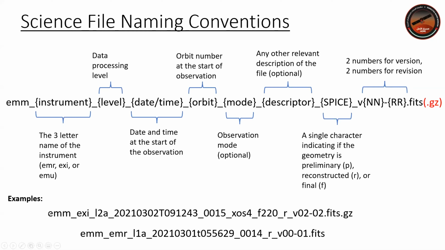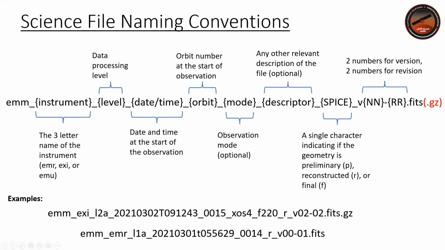And then I just have examples of the different file names that you could see on the Science Data Center down here. So let's take a look at the first one. The first one, EMM, is from the instrument EXI. It's a level 2A processed file. It starts, what is this, March 2nd, orbit number 15. And this says it's an observation type XOS4. You'll hear more about that later.